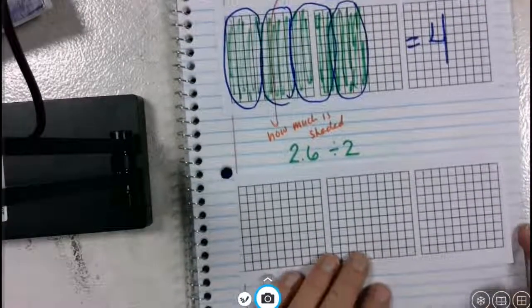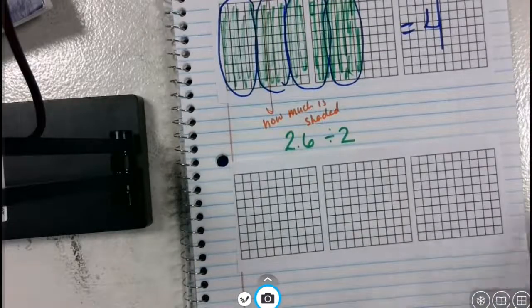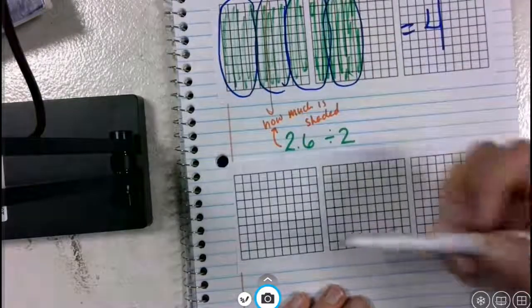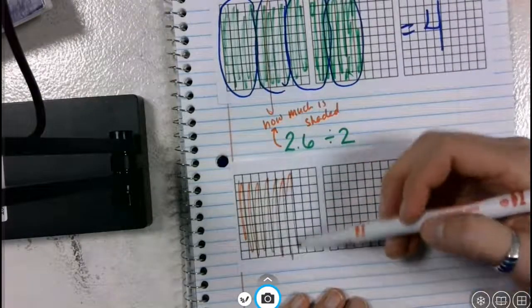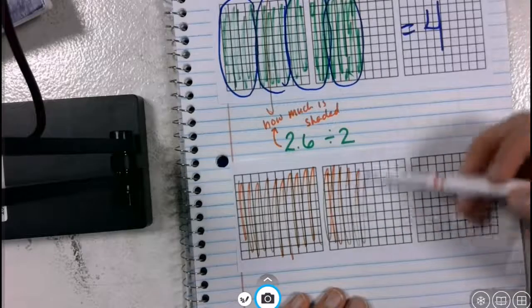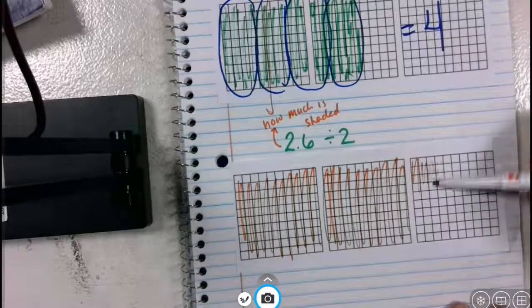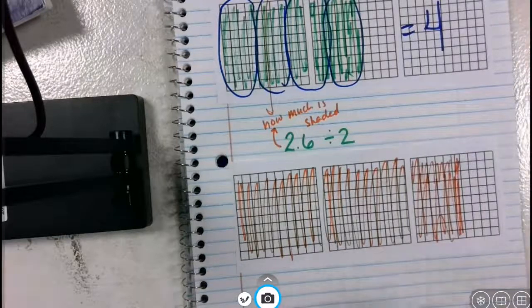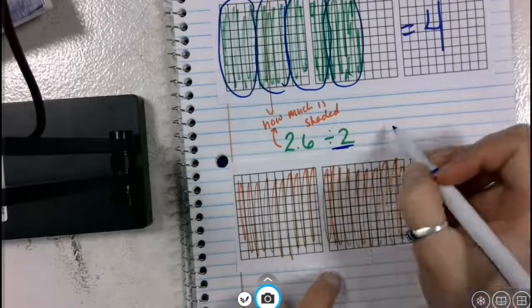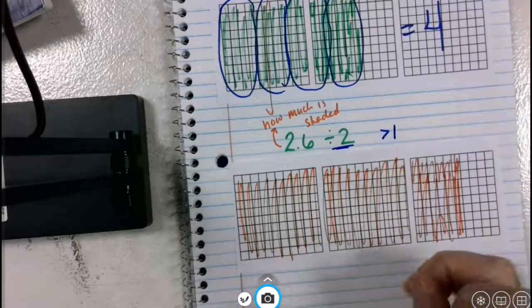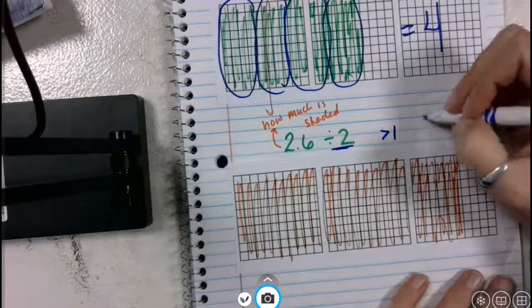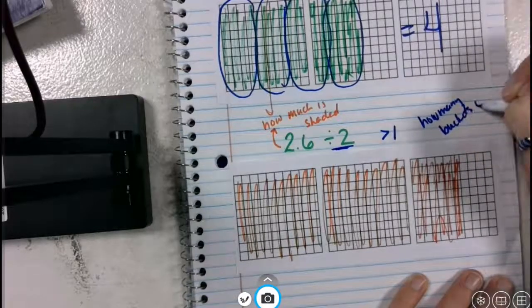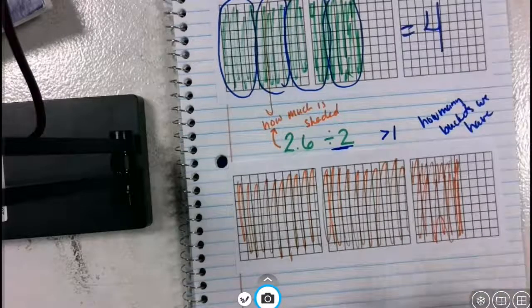Okay, so now let's look at this second example. So this 2.6 divided by 2. So again, this first number is how much is shaded. So I'm going to go ahead and shade these. So there's 1, there's 2, and then I've got 6 tenths. Okay, so we're going to shade this. So here's the only real difference. This number you see is greater than 1. So that tells us how many buckets we have to put things into.